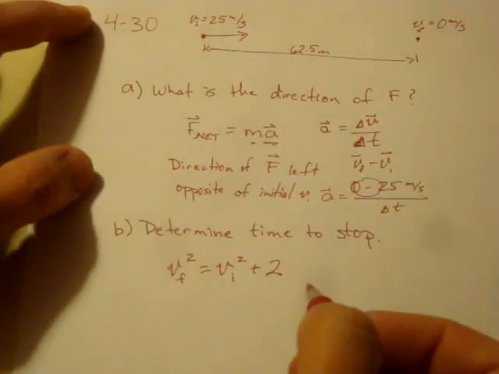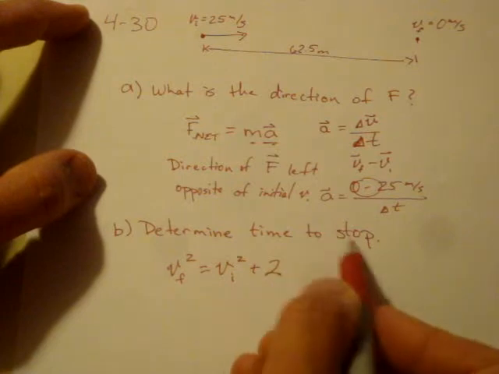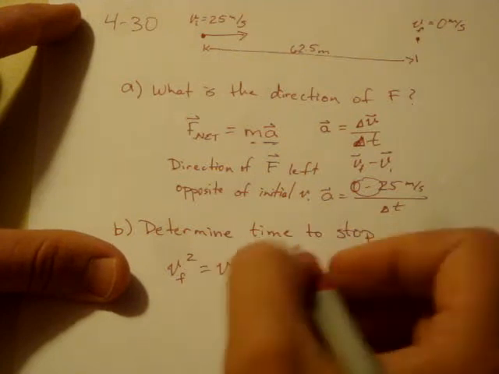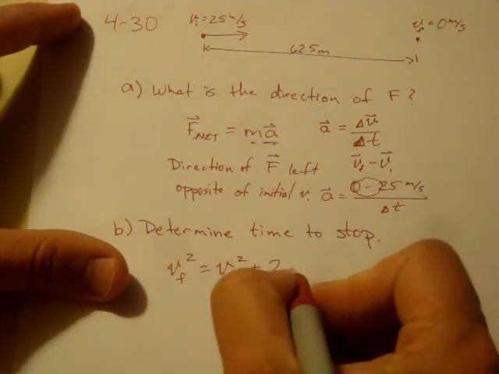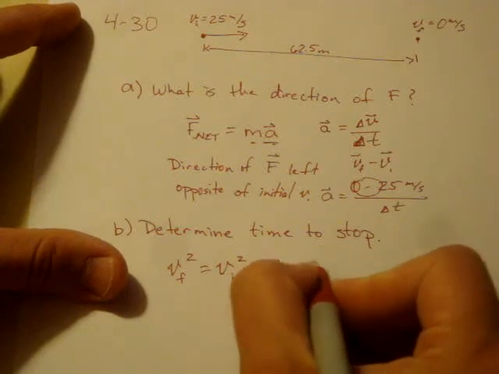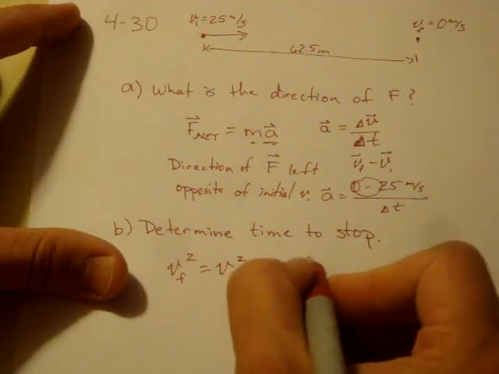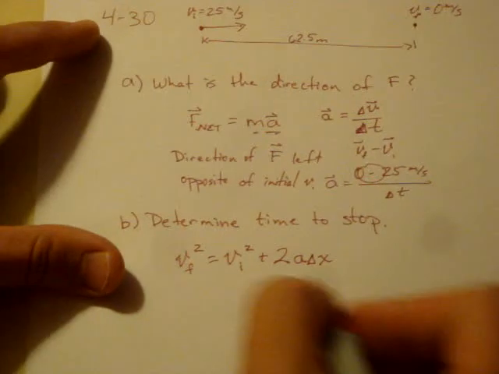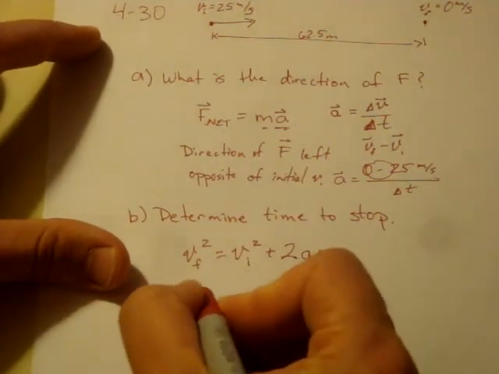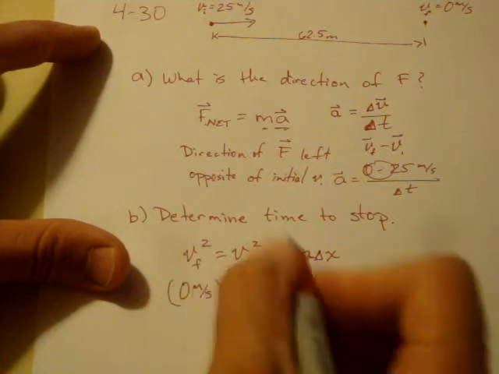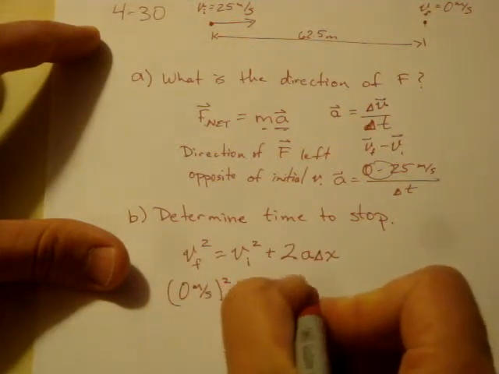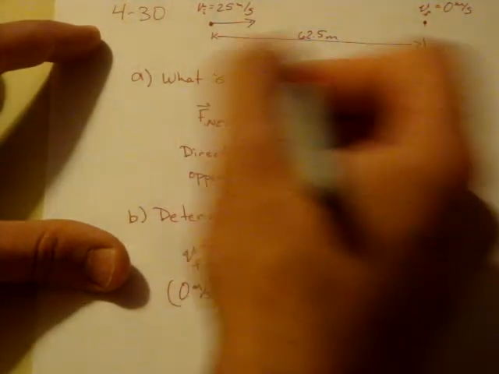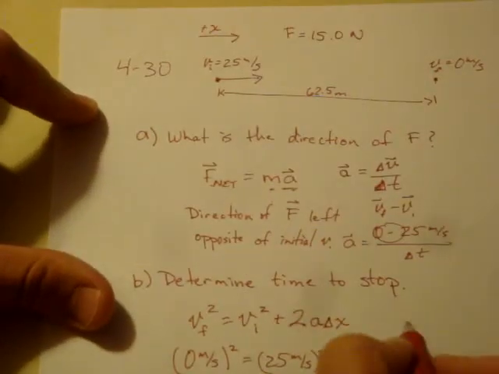Alright, so part B asks us to determine the time it takes to stop. We're just going to use a kinematic relationship for constant acceleration. We know that the constant acceleration here is A. We know what the direction of that is going to be, and we know what the displacement is for this as well. So we can plug in our values: 0 meters per second squared equals the initial velocity here, 25 meters per second, squared, plus 2 times the acceleration, which we're going to calculate, times this displacement, which is 62.5 meters.